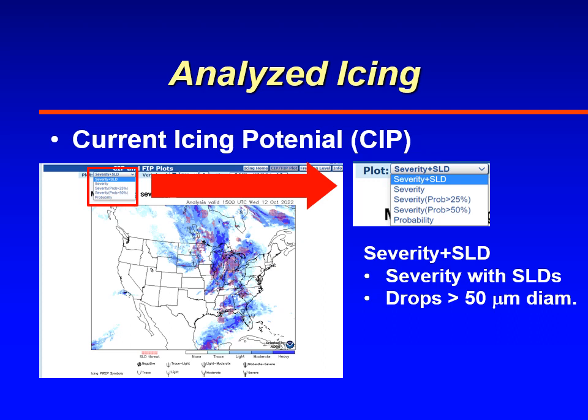The icing potential page has a lot of options. One of them is the severity or probability. If you click on the drop-down menu, when you select severity plus SLD, it'll give you the severity of icing and also will give you the locations where you can find SLDs, or supercooled large drops. Remember, SLDs are drops that are bigger than 50 microns in diameter, and they're hazardous for aircraft operations.